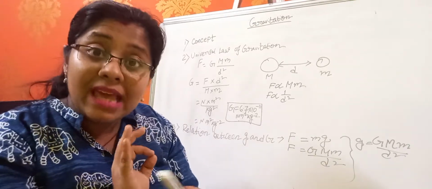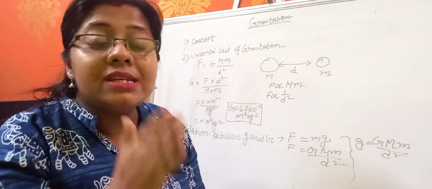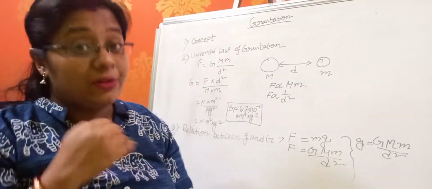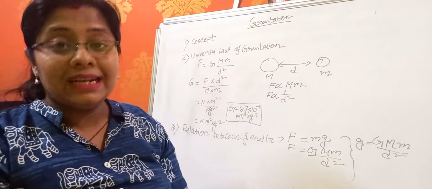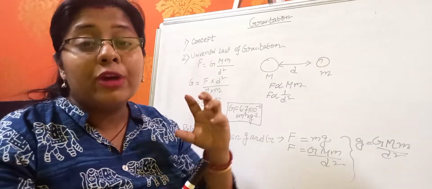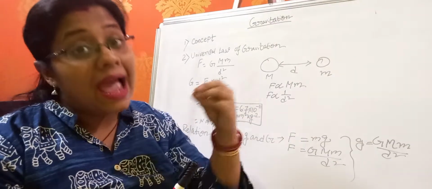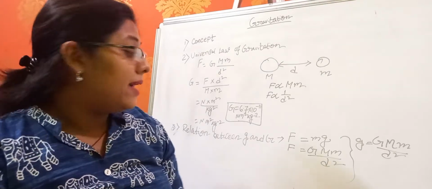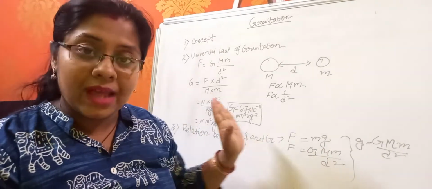Is the velocity the same? No, the velocity is not the same here, because definitely the velocity will be affected due to the force of gravitation. And we know the change of velocity per unit time is called acceleration. So the acceleration that will be produced due to gravitational force is called acceleration due to gravity, and that is represented by small g.